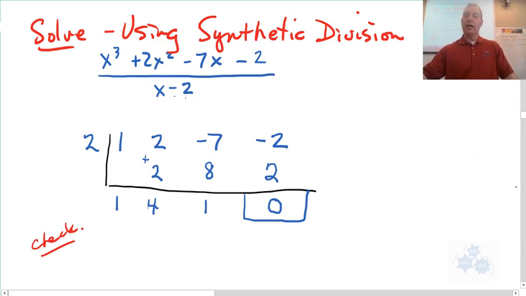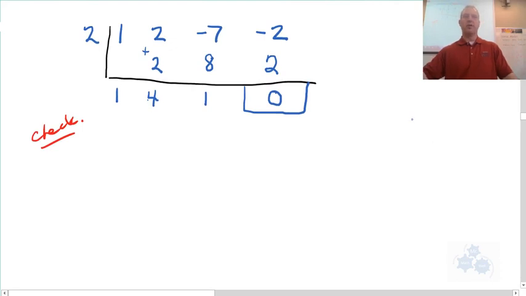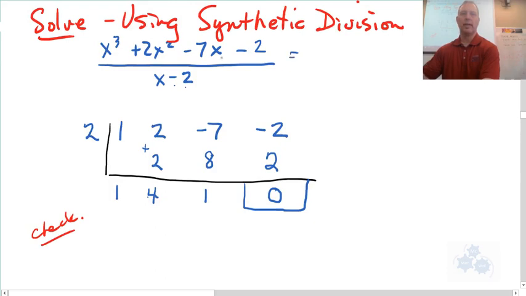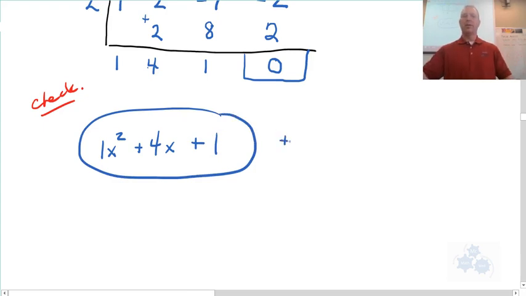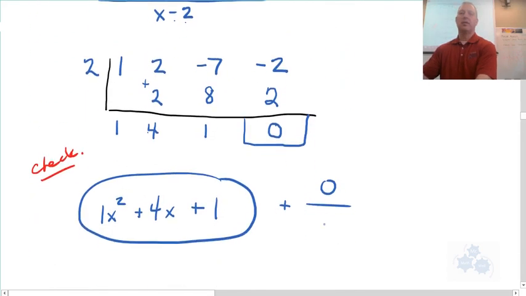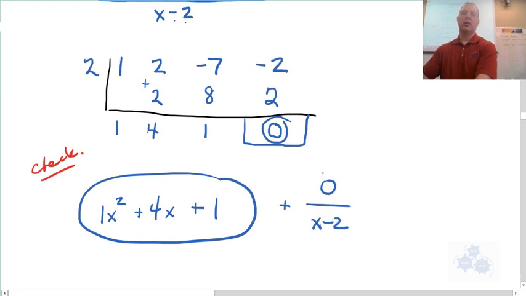Now, how do we interpret this? Well, we started off with a cubic function, so the quotient here is going to be 1x squared plus 4x plus 1 with a remainder of 0. And to be exact, what the remainder theorem actually says in this lesson is the remainder is this number, whatever this is, as a fraction over your original divisor. So that's just plus 0, right?